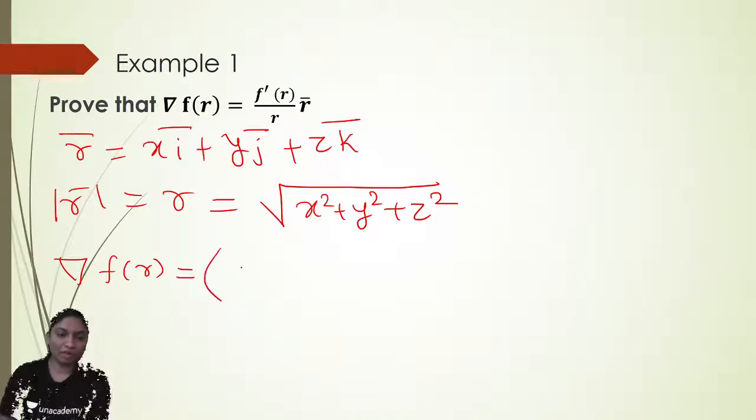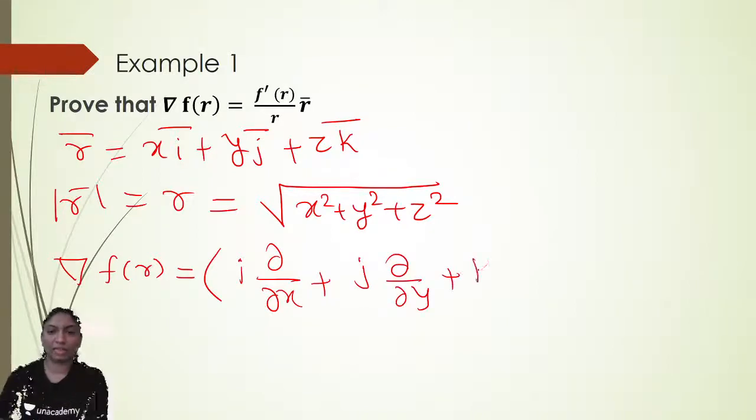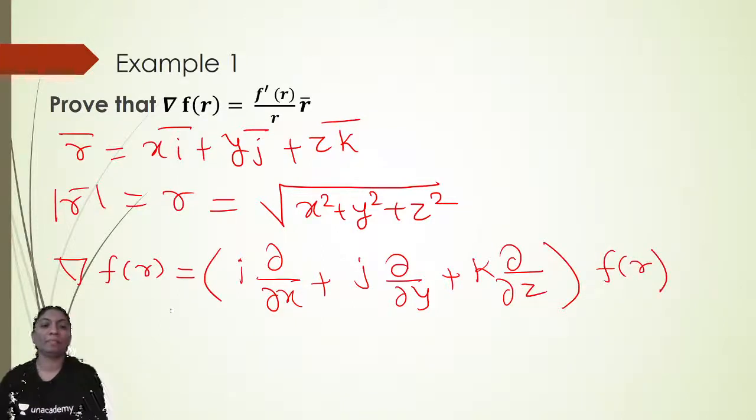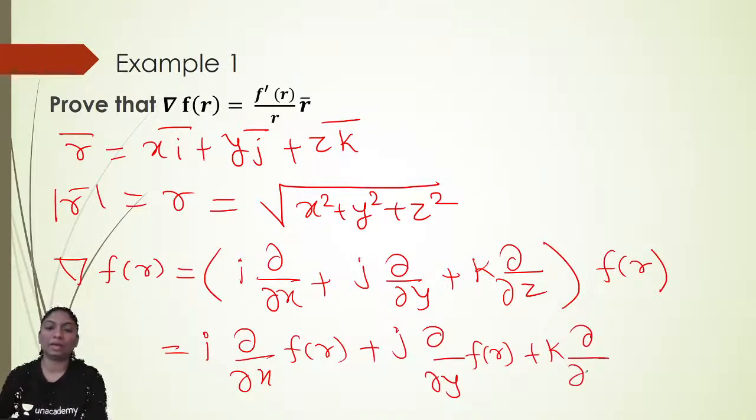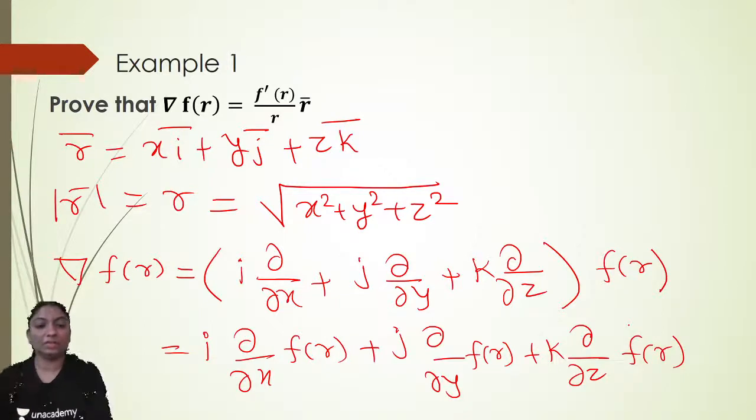So del of f of r, i ∂/∂x + j ∂/∂y + k ∂/∂z of f of r. Here you will get i into ∂/∂x of f of r plus j into ∂/∂y of f of r plus k into ∂/∂z of f of r. Right? So i into ∂/∂x of f of r plus j into ∂/∂y of f of r plus k into ∂/∂z of f of r.